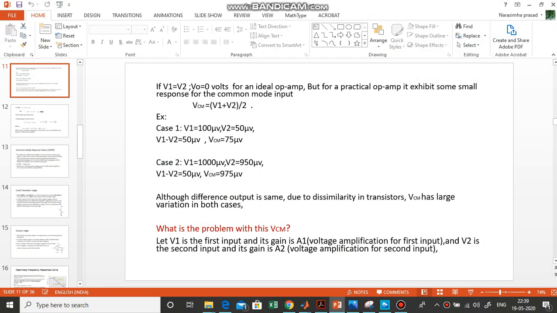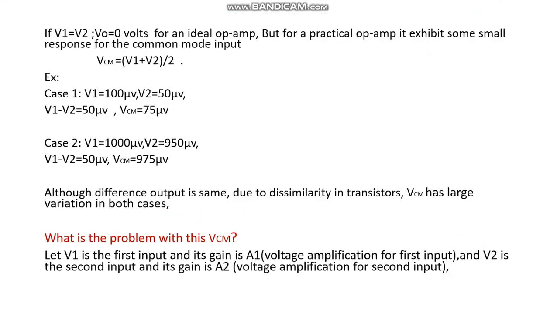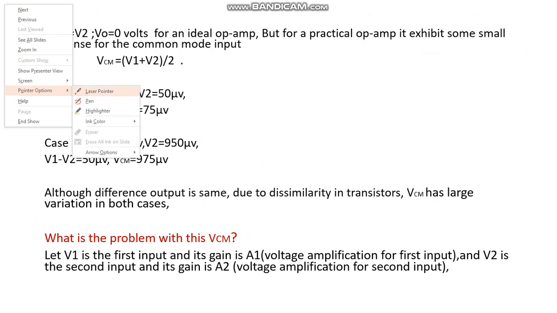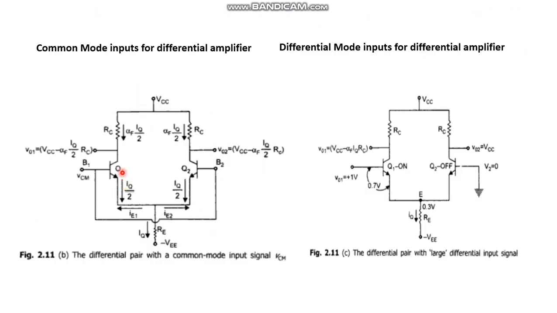So what is the problem with this VCM? It is a common mode voltage. Let V1 be the first input with gain A1, and V2 the second input with gain A2. If you observe the two transistors, input is here and output is here, and gain is output voltage by input voltage. So here we have two inputs and two gains: for input V1 we have gain A1, and for input V2 we have gain A2.